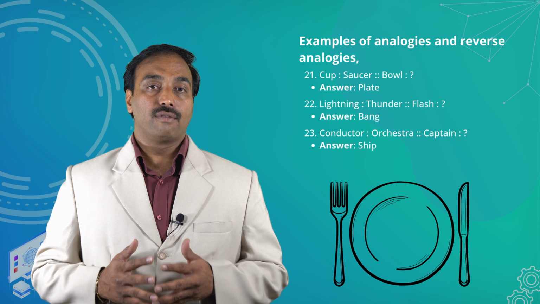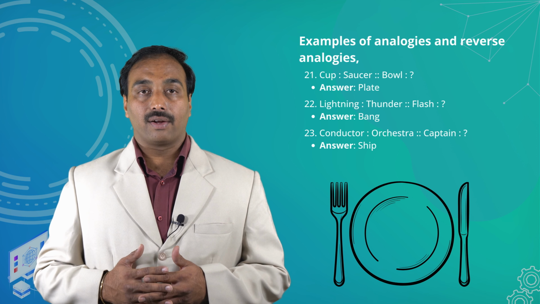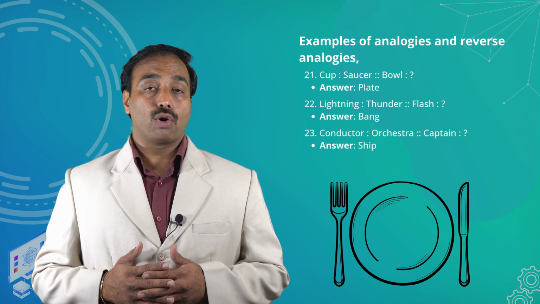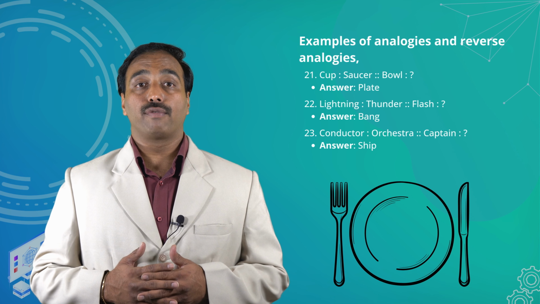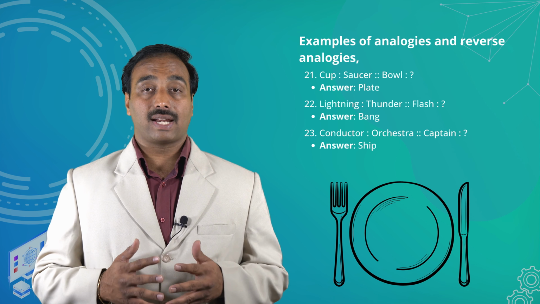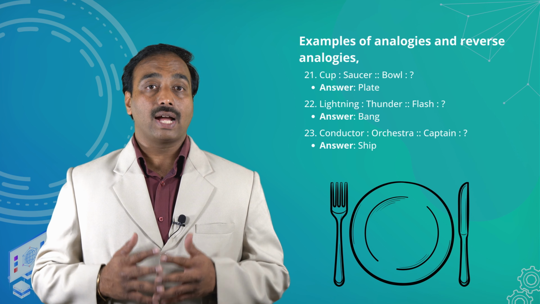Lightning is to thunder, flash is to bang. Lightning is followed by thunder and a flash is often followed by a bang. Both pairs describe events and their subsequent occurrences.